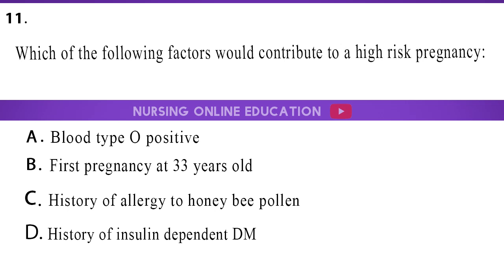11. Which of the following factors would contribute to a high-risk pregnancy? A. Blood type O positive, B. First pregnancy at 33 years old, C. History of allergy to honeybee pollen, D. History of insulin-dependent DM. The answer is option D, history of insulin-dependent DM.